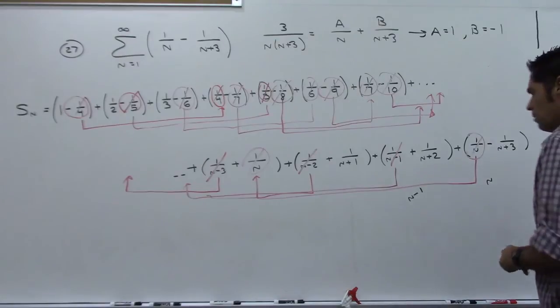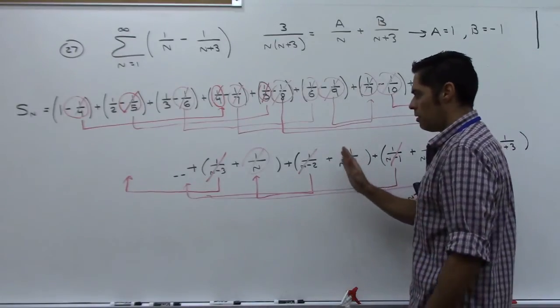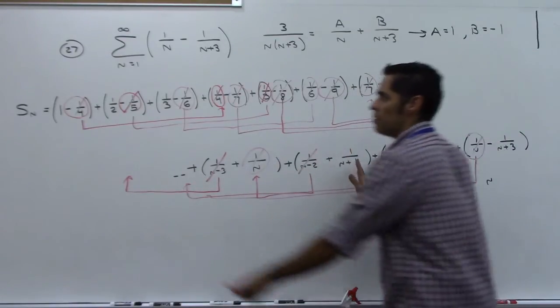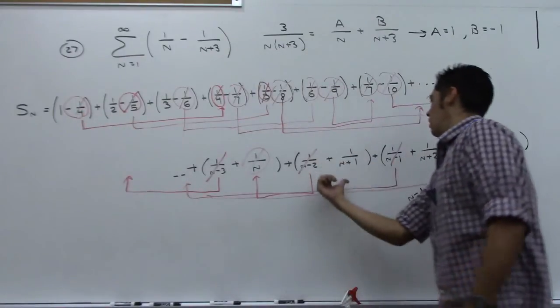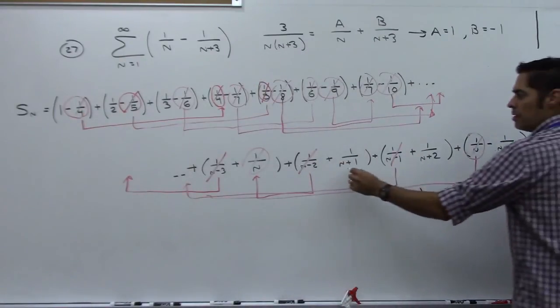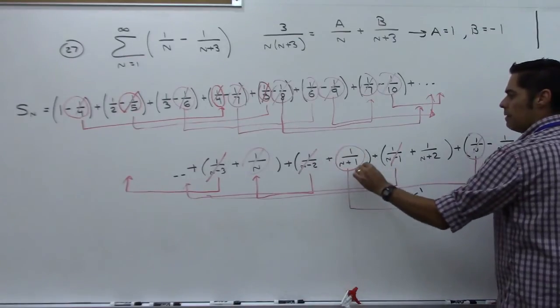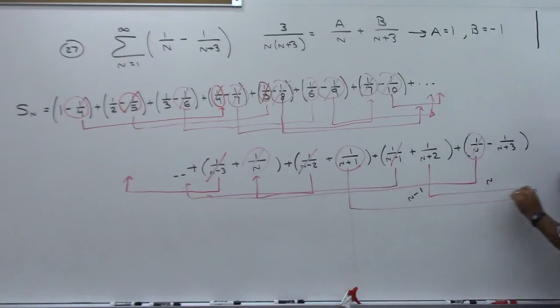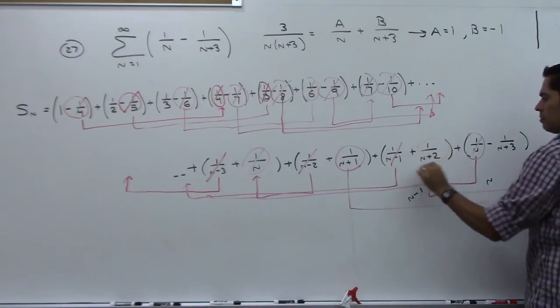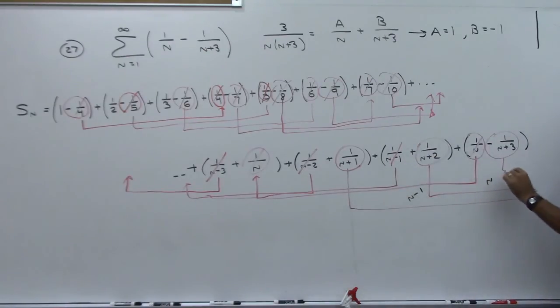Now, how about the second ones? In order for the second ones to cancel, just like this one, we need to be able to look 3 down this way. So this one, can we look 3 down? Nope, can't do that, so it stays. This one, we can't look 3 down, we have to stop, so here. And this one here stays also, because there's nothing down here.